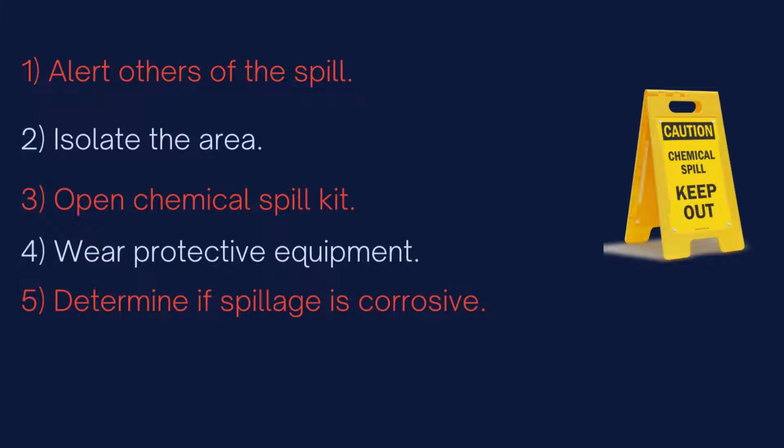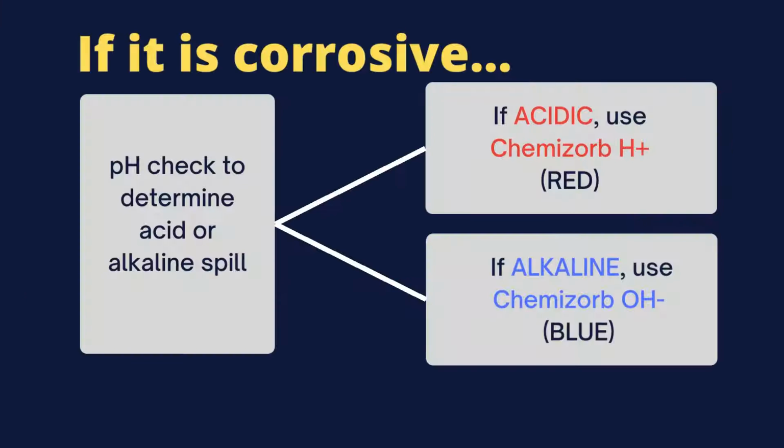Next, we have to determine which type of adsorbent to use. So how do we know which type of adsorbent to use? We first have to determine if the spilled chemical is corrosive or not. How would we know it's corrosive? We need to refer back to the MSDS of the chemical, which is the Material Safety Data Sheet. If it's corrosive, then we have to check the pH of the spilled chemical to see if it's acid or alkaline.